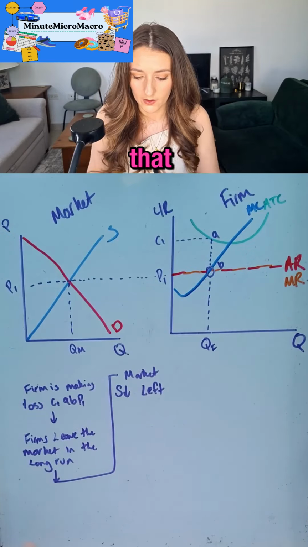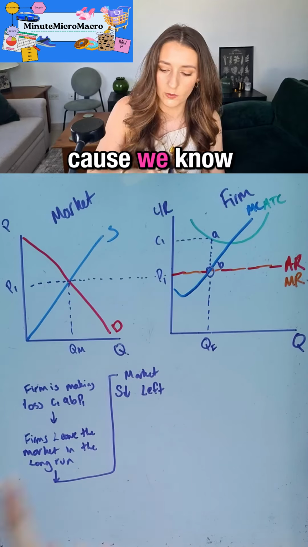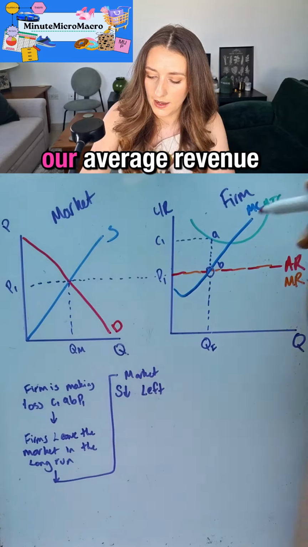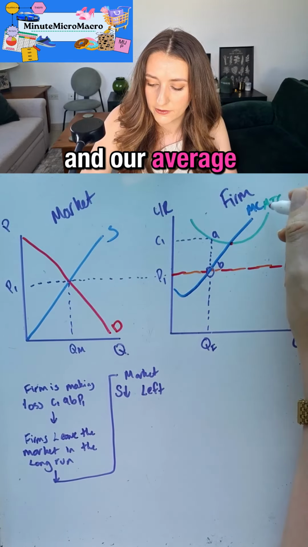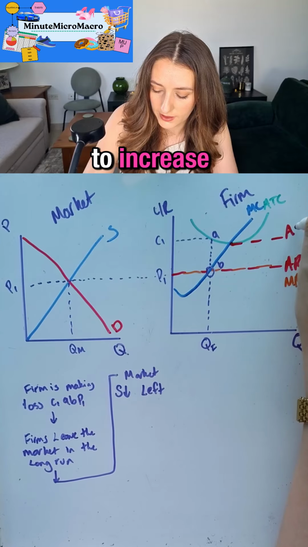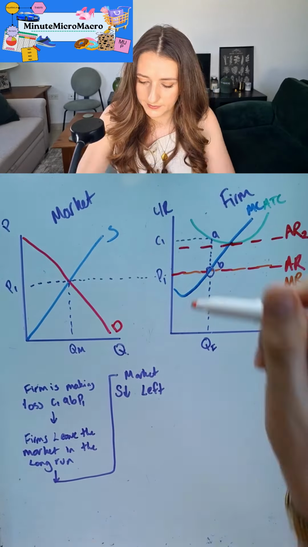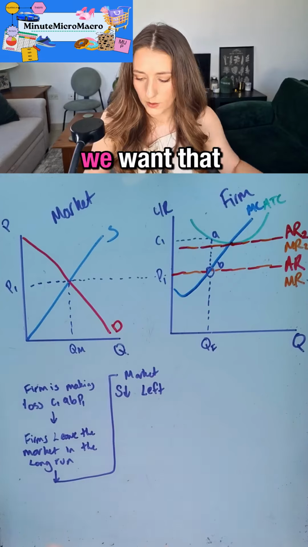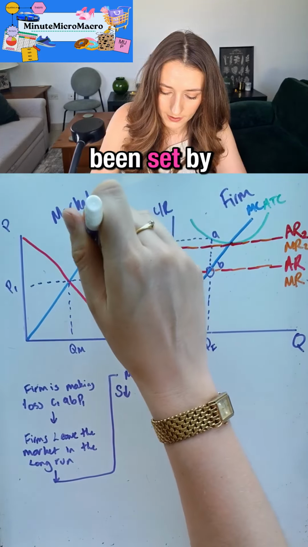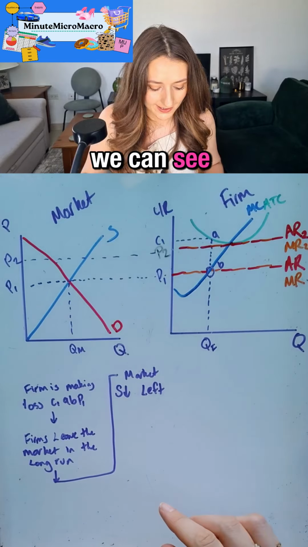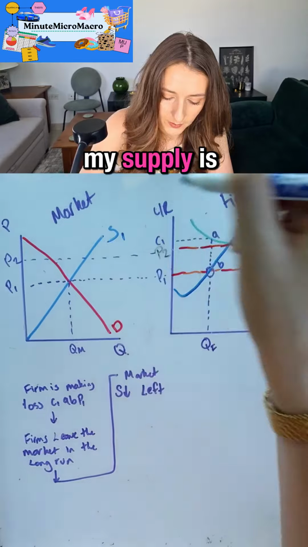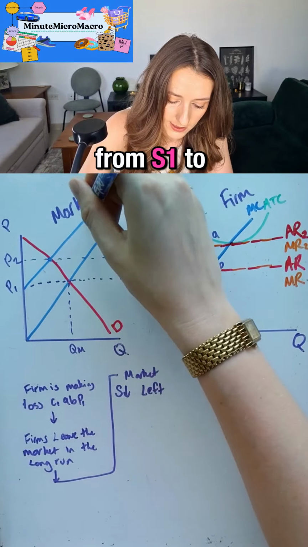Before we draw that, we're actually going to work our way backwards because we know how we want this to look in the end. We want our average revenue and our average total cost to be touching at the minimum point. So we want our average revenue to increase and our marginal revenue to increase. We want that price to have been set by our market. Now that we have drawn that, we can see exactly the point that we want to shift our supply back to. My supply is going to decrease from S1 to S2.